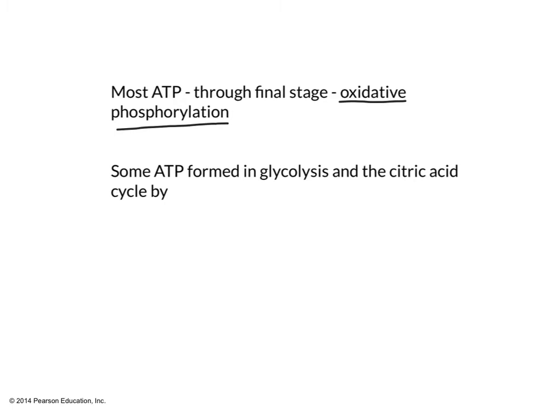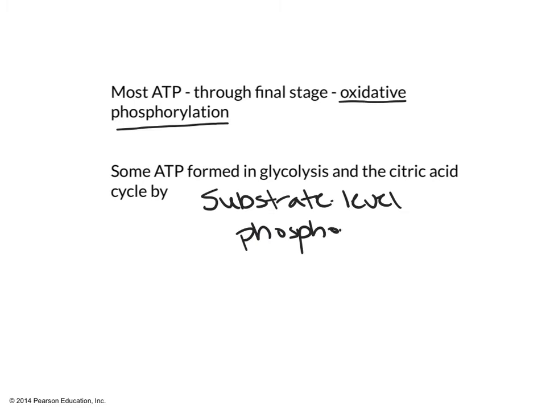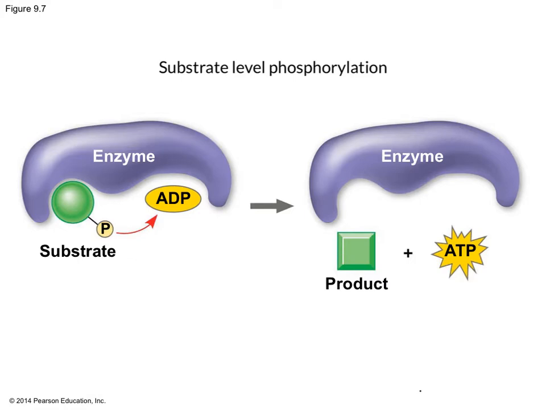I mentioned before that some ATP can be formed in glycolysis and the citric acid cycle, and this is going to be done by something called substrate level phosphorylation. Substrate level phosphorylation is a metabolic reaction that results in the formation of ATP by the direct transfer of a phosphate group to ADP. It uses an enzyme, okay?